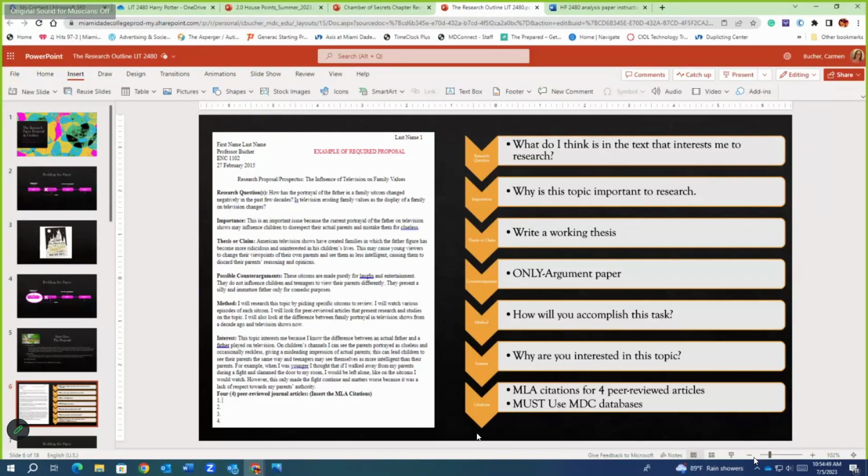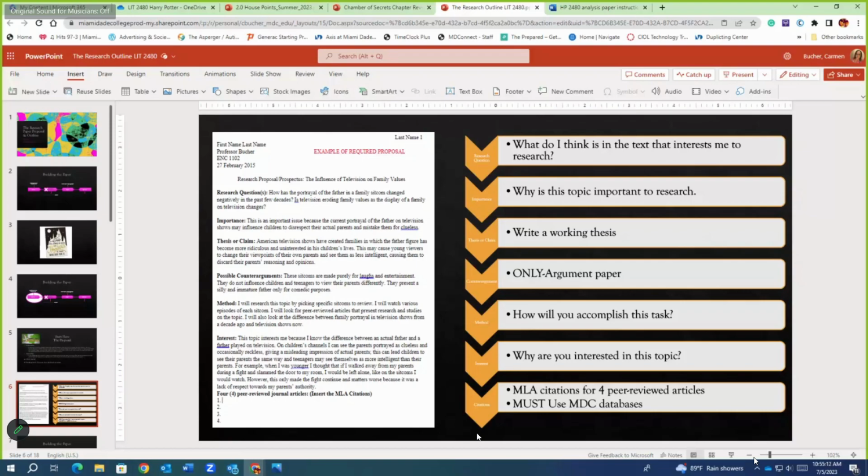Right now, if you want to use a thesis for your argument paper, it's fine, but I will not accept this statement. I will not accept in this paper, I will argue. That is not a thesis. That is a proclamation, a declaration of intent. I don't need your declaration of intent. I need a claim statement.